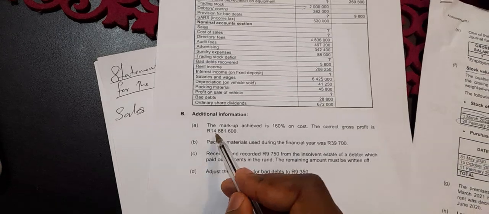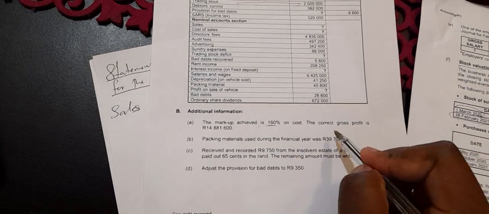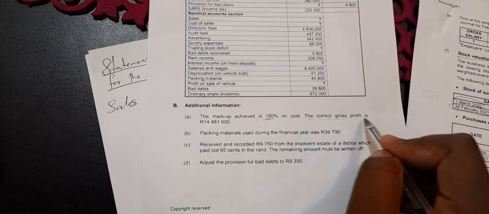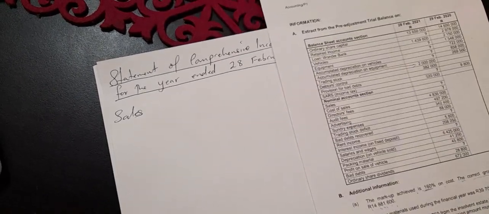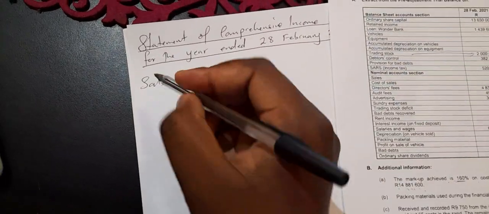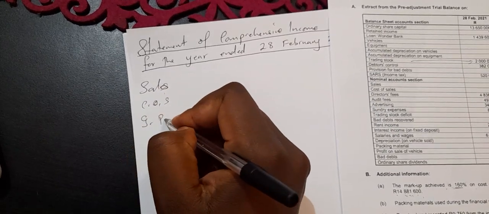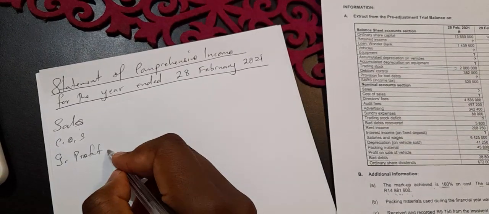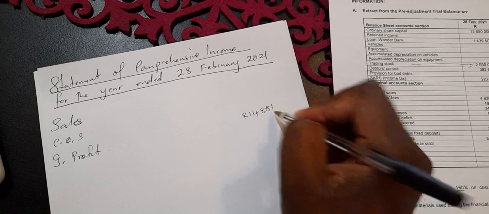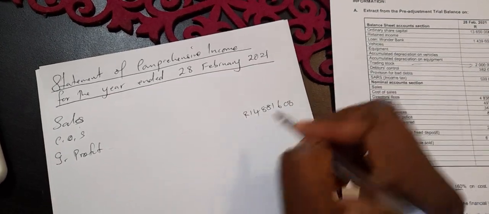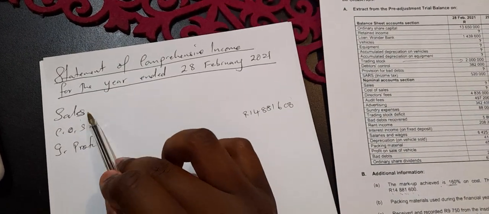Information number A: the markup achieved is 160% on cost, and we are also told that the correct gross profit is 14,881,600. So remember, how do you calculate the gross profit? Sales less your cost of sales gives your gross profit. We are already told that our gross profit here is 14,881,600. Again, this amount we would have got by separating the cost of sales from the sales.